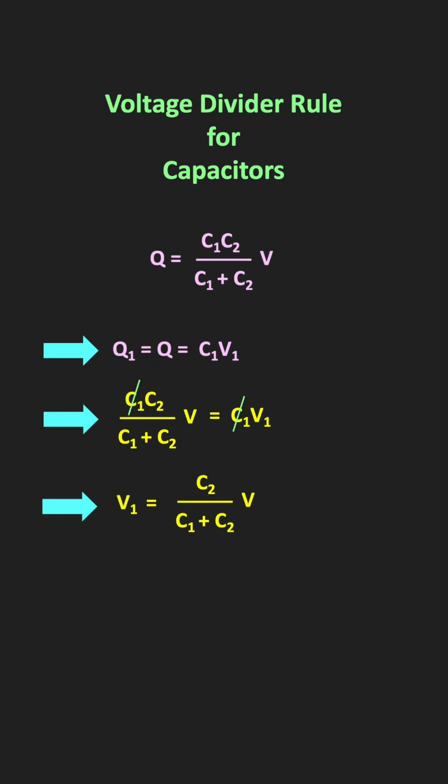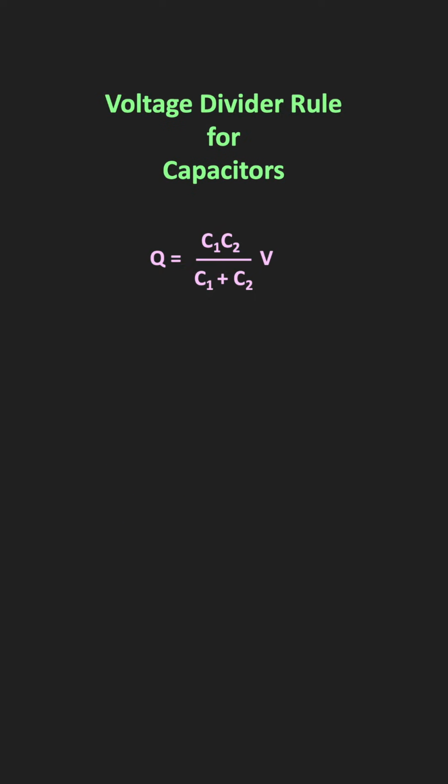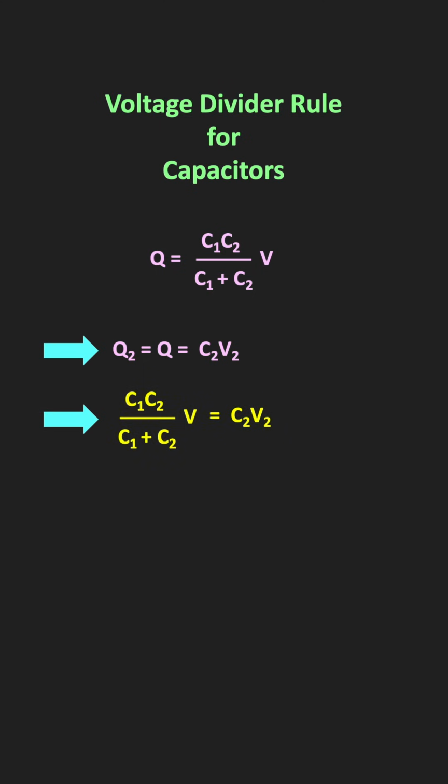Similarly, we can also find the voltage across the capacitor C2. Once again, in the expression of the charge Q2, let us put the value of Q. So Q2 is equal to C1 times C2 divided by C1 plus C2 times V, and that will be equal to C2 times V2. Once again on both sides, C2 will get cancelled out, and we will have the voltage V2 equal to C1 divided by C1 plus C2 times V.